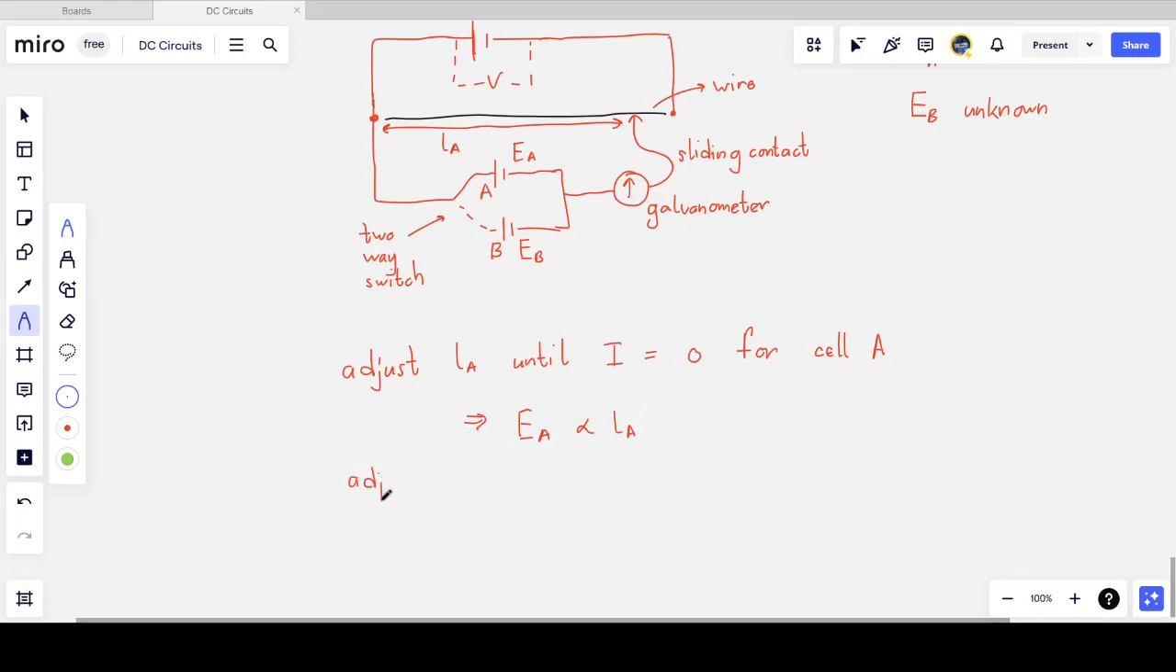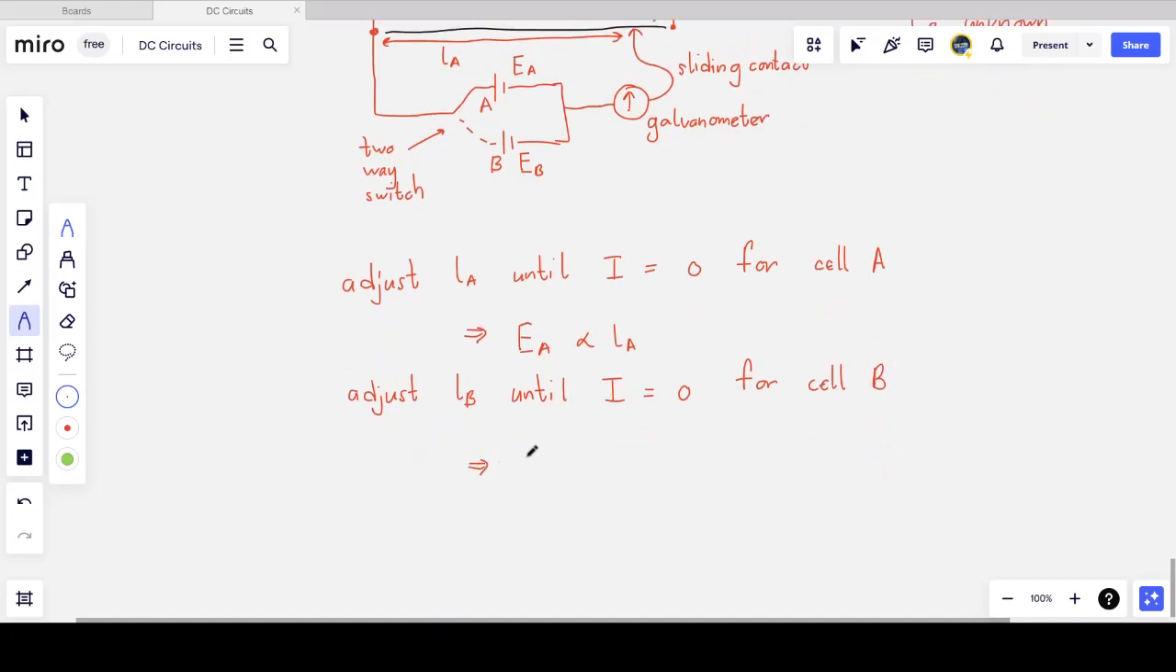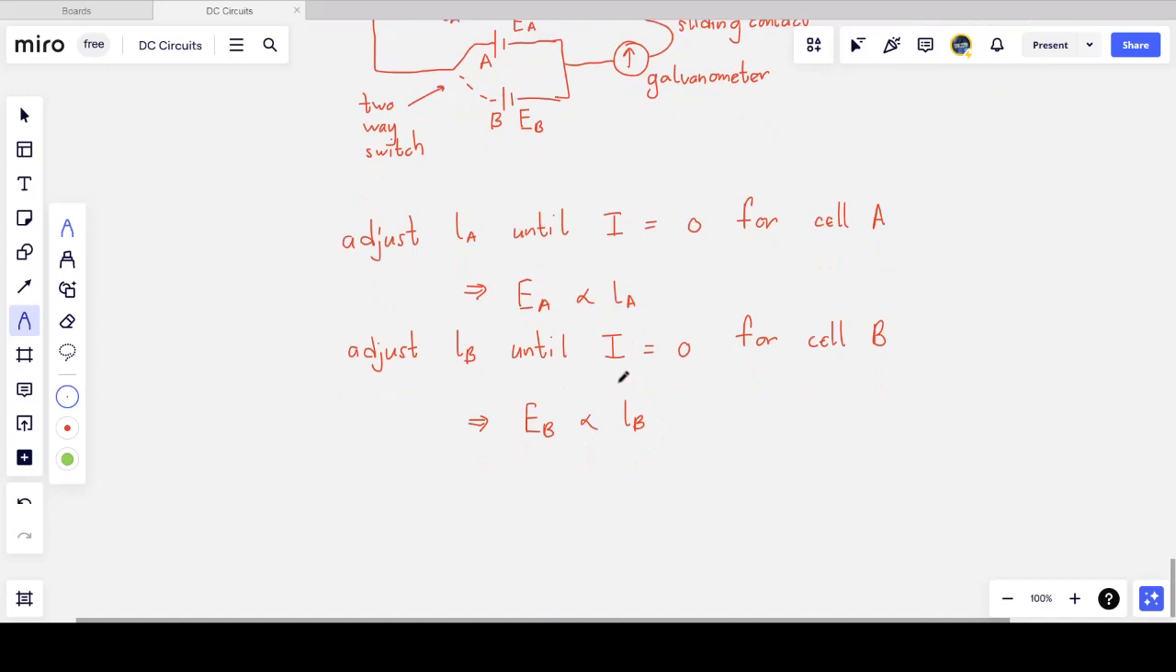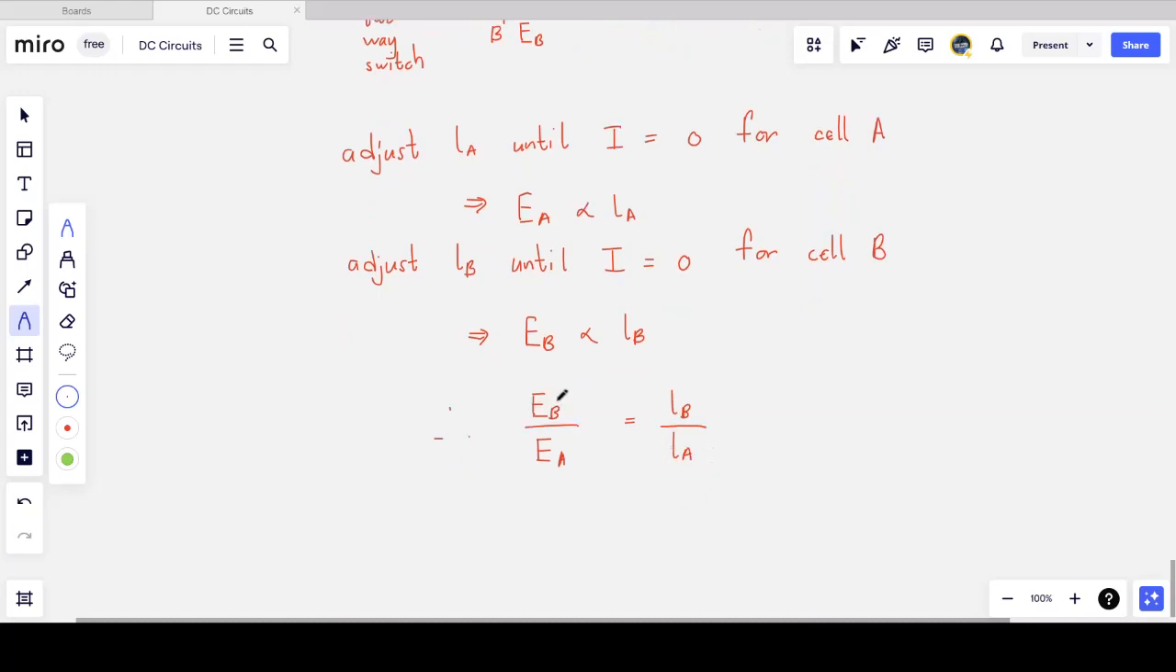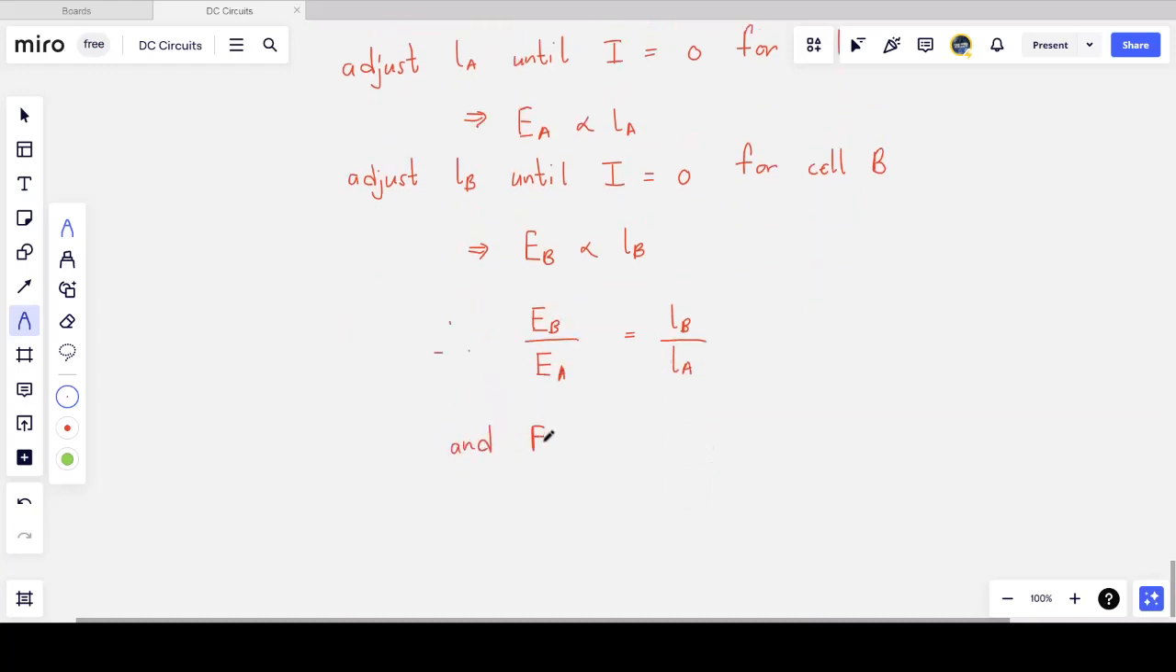And we then do the same when we connect cell B into the circuit, and we adjust the length again of the sliding contact, LB, until again the galvanometer reads a 0 current. So I is equal to 0 again for cell B, and this implies that the EMF of B is proportional to the distance LB, the 0 point we call it. And what we get from these two expressions is that the ratio of EMFs, EB over EA, remember EA is known and EB is unknown, is equal to the ratio of distances LB over LA. And so obviously from here you can see that it's possible to calculate the unknown EMF.